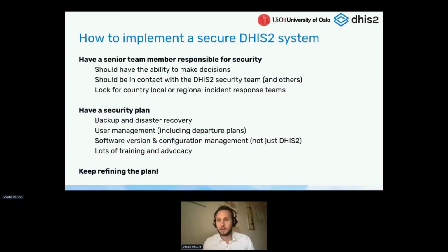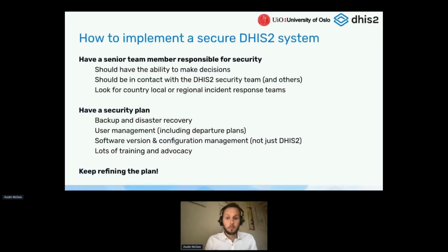These slides, I want to give credit to my colleague again, Bob Joliffe, who helped put these together for the annual conference with the University of Oslo. And this is focusing now on what security means to implementers of DHIS2 systems. So how do you implement a secure DHIS2 system in the field in production?